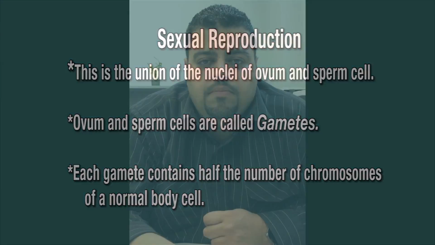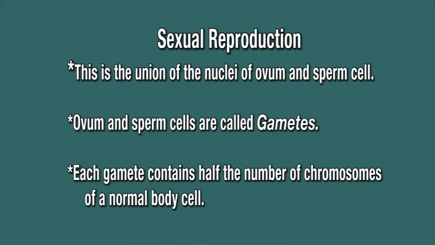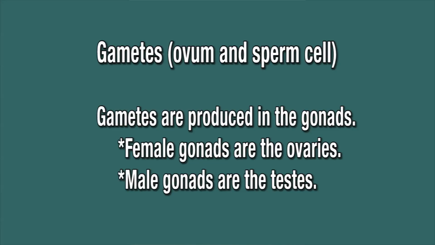So I think it's fair to start by understanding what sexual reproduction is, and that's the union of an ovum and a sperm cell. And we know that when an ovum and a sperm cell meet, they're called gametes. Each gamete contains half the number of the chromosomes of a normal body cell. So we have 46 chromosomes, 23 pairs, which is 46 in total. Now, when we say the gametes, we say the female and the male gametes, which are the ovum and the sperm cell. Gametes are produced in the gonads.